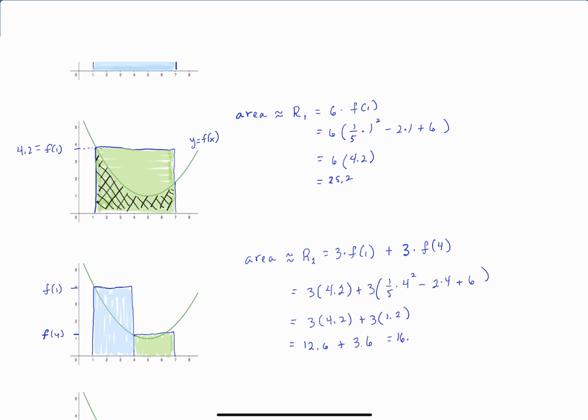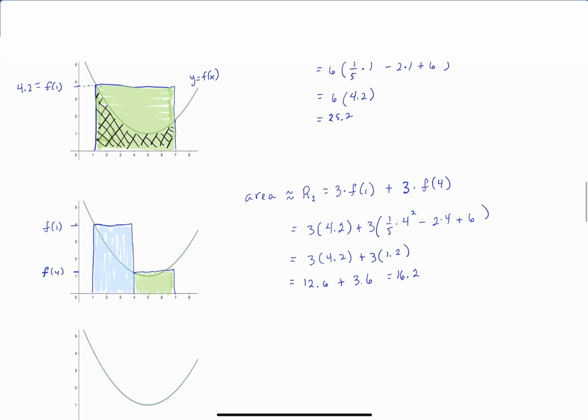16.2. So again, that's our approximation of the area under the curve, and it's a better approximation than the one we did before. Now, since by using two rectangles we were able to stick more closely to the region we wanted than we were just using one, let's try using 3 rectangles and get an even better approximation.